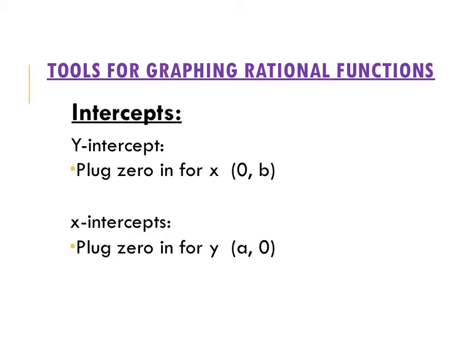The last important thing when sketching graphs of rational functions is getting some specific points, particularly the intercepts. There are two types of intercepts. We have the y-intercept and we have the x-intercept.